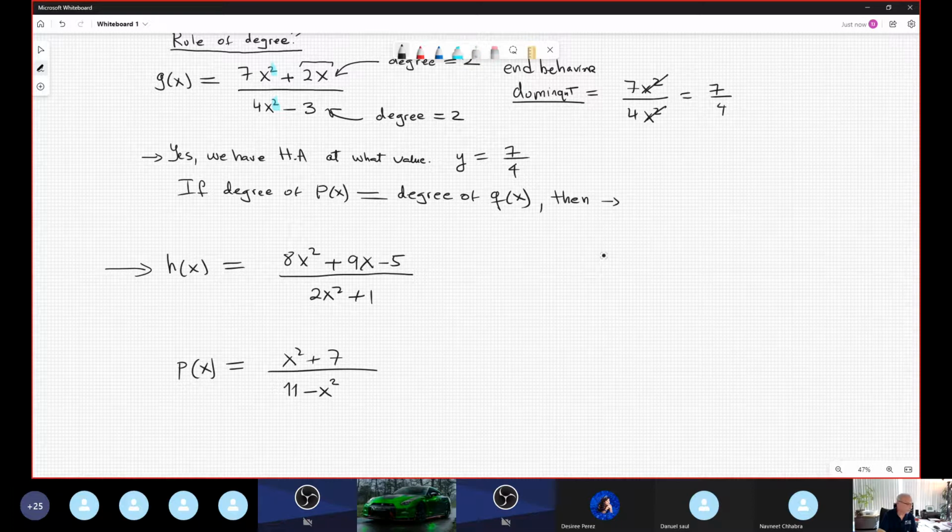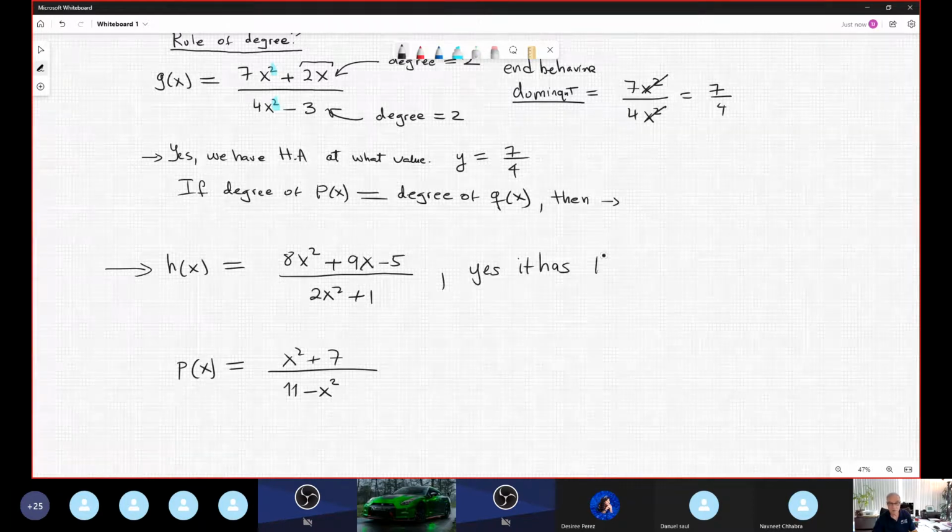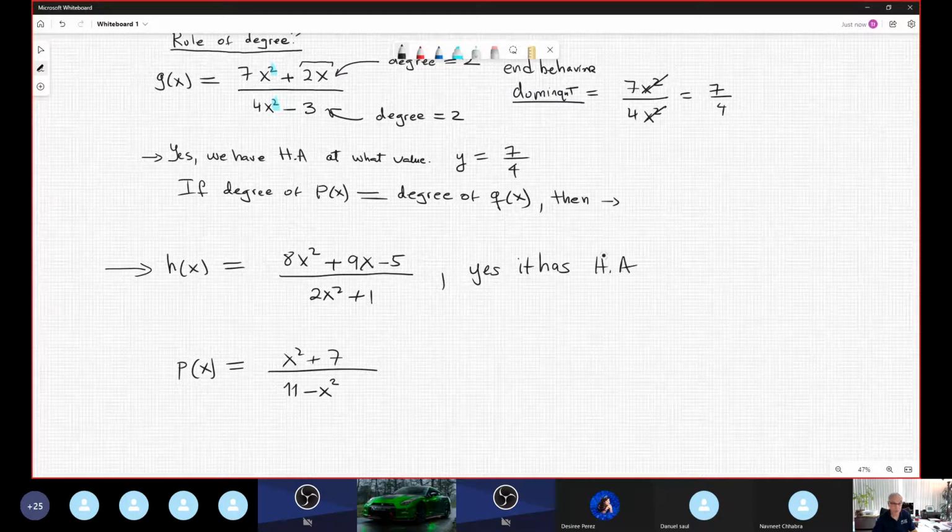If the degree is the same, we have a horizontal asymptote. Yes, the answer is yes, it has a horizontal asymptote. At what value? Remember, a horizontal line is y equals one number. You need to determine it using the dominant idea. What is the dominant in this specific example?